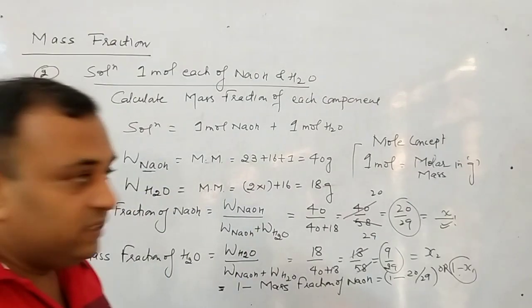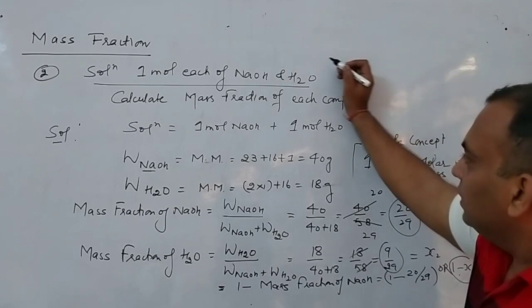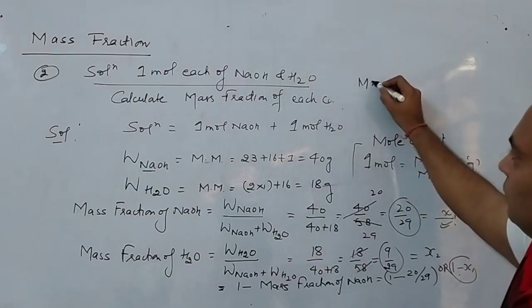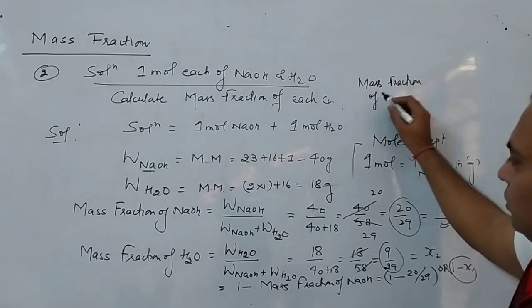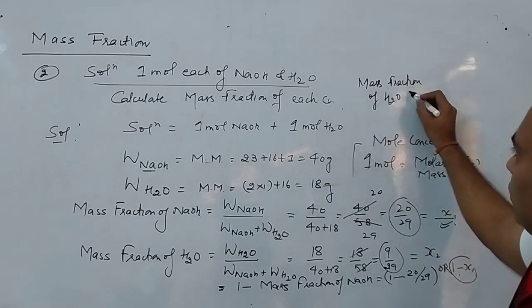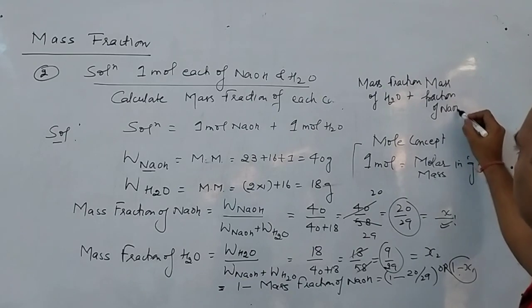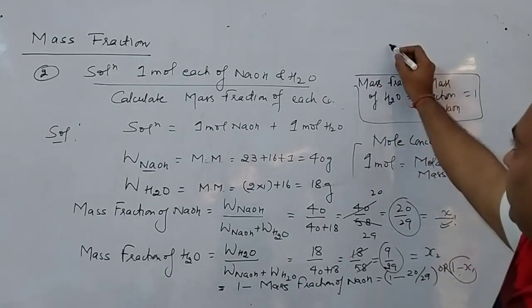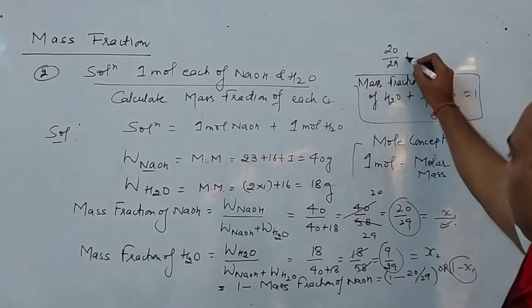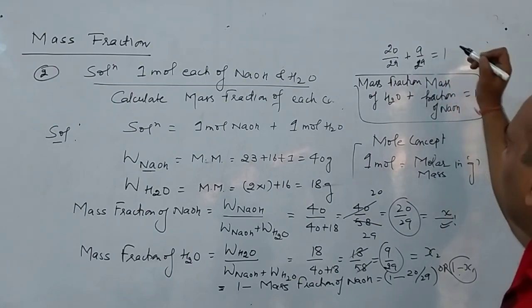Okay. So how can I check that this question is accurate or wrong? Remember, the sum of mass fraction of water plus mass fraction of NaOH comes out to be 1. What does it mean? It means 20 upon 29 plus 9 upon 29 comes out to be 1.